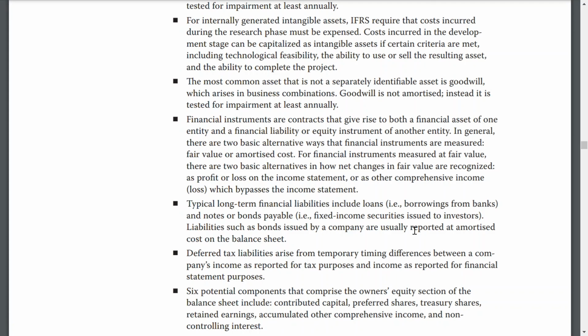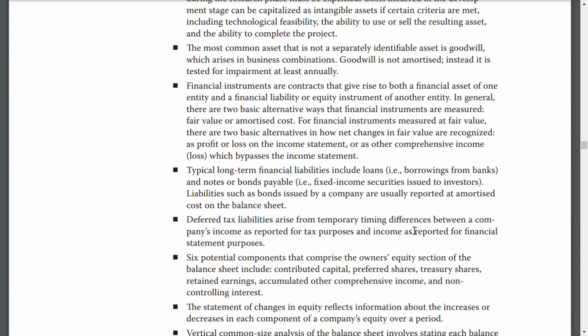Financial instruments are contracts that give rise to both a financial asset of one entity and a financial liability or equity instrument of another entity. In general, there are two basic alternative ways that financial instruments are measured: fair value or amortized cost. For instruments measured at fair value, there are two basic alternatives for how net changes in fair value are recognized: as profit or loss in the income statement, or as other comprehensive income or loss, which bypasses the income statement.